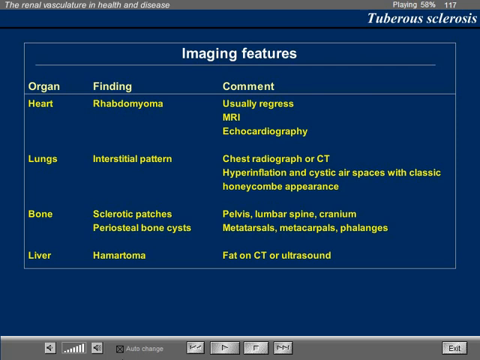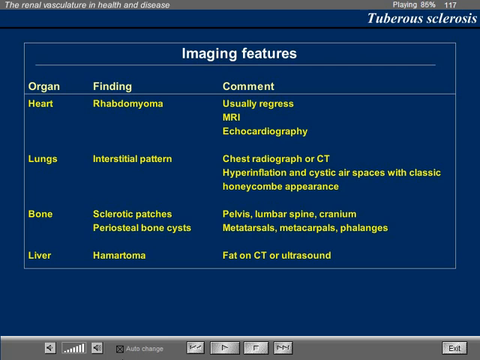In the bones, we may see sclerotic patches or nodules. The bone nodules, which represent multiple bone islands, can mimic osteoblastic metastasis. And the bone abnormalities are typically seen in the pelvis, lumbar spine, in the cranial vault, in the metatarsals and metacarpals, as well as in the phalanges.